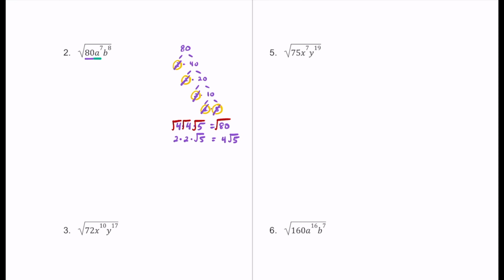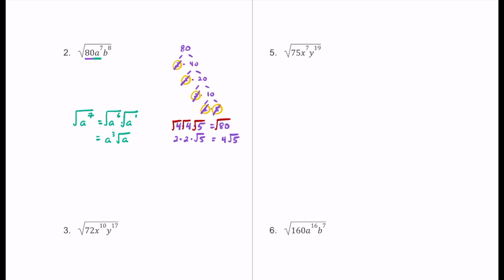Now, moving on to this a to the 7th power, we can break it down like this. We can say a to the 7th power is equal to a to the 6th power. Always just drop one exponent or one power or 1 degree. And so that's going to be a to the 6th power times a to the 1st power. The reason why we drop down for odd numbers is because even numbers are perfect squares, right? So the square root of a to the 6th is going to be a to the 3rd power. And then a to the 1st power is not a perfect square, so that's going to stay as a.